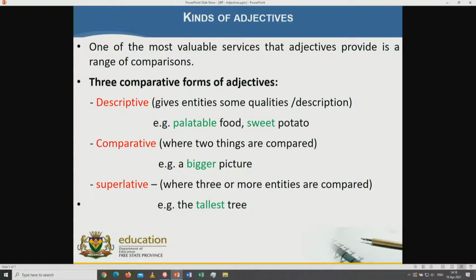Remember, adjectives also involve the articles. Like, for instance, a big picture, it's an article. But when you come to superlative degree, we use the article the: the tallest boy, the smartest boy, the most talkative boy in the class. So these are the comparative forms of adjectives that we come across.